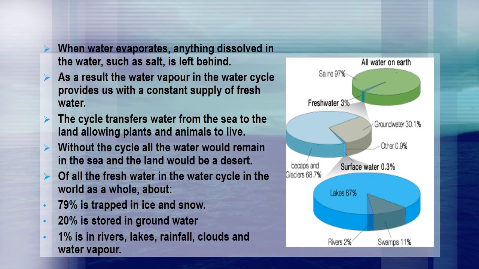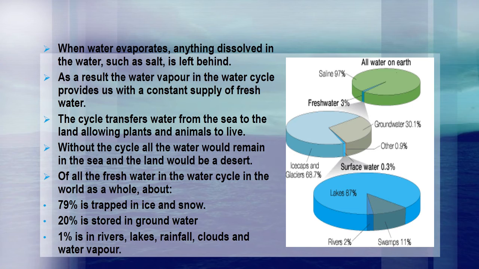This slide is answering the question: whenever the water evaporates, what happens? When the water evaporates, whatever is dissolved in it, for example salt, is just left behind after the evaporation of the water. The water vapor, with the help of the water cycle, helps in the provision of fresh water that can be used for drinking, bathing and other purposes as well. And it even provides fertile soil that helps in the growth of crops.